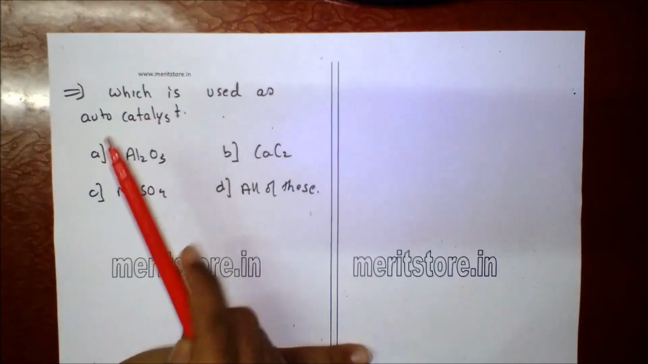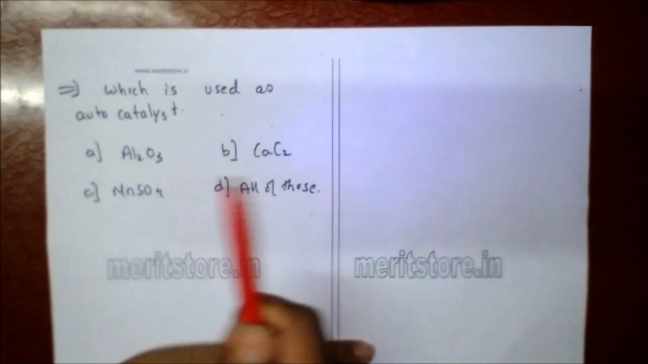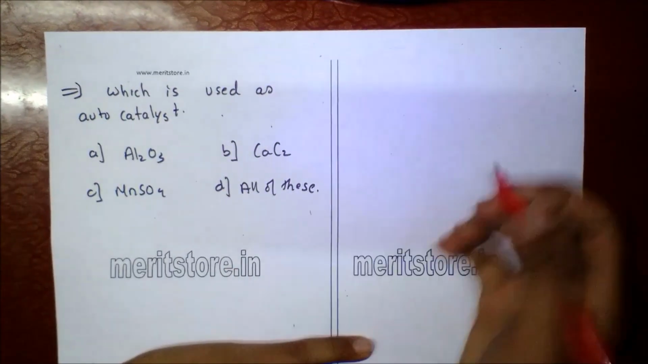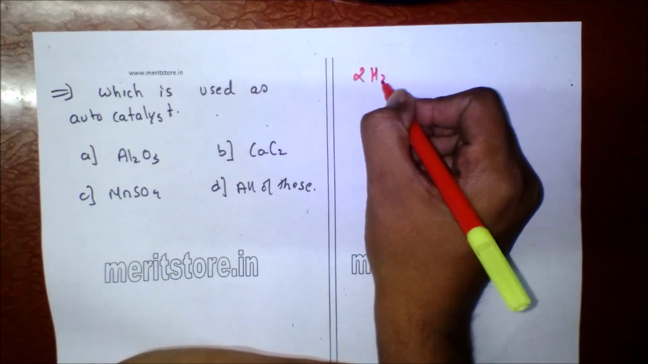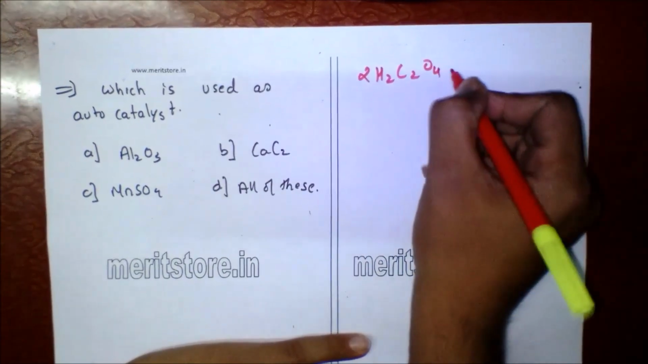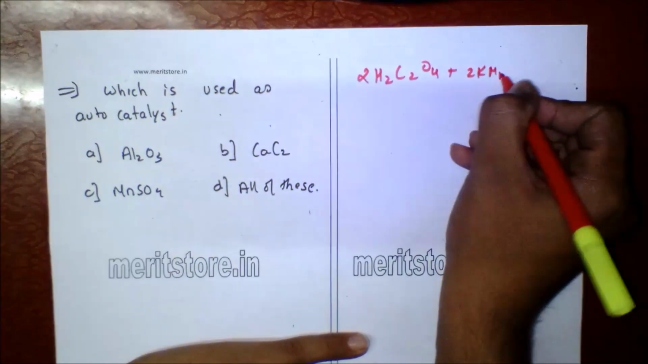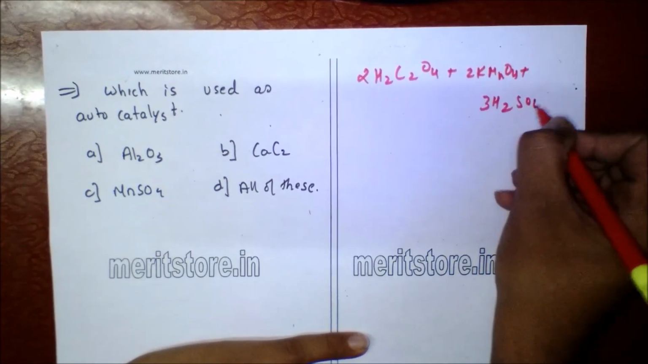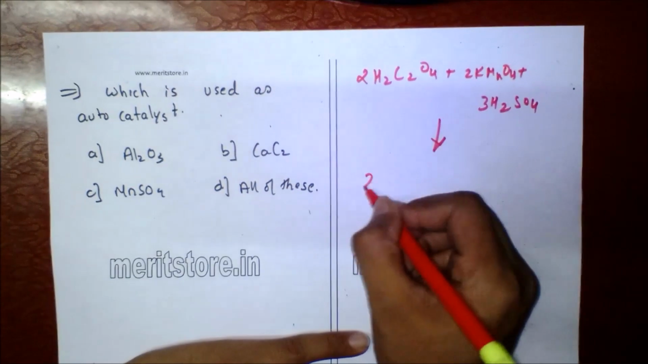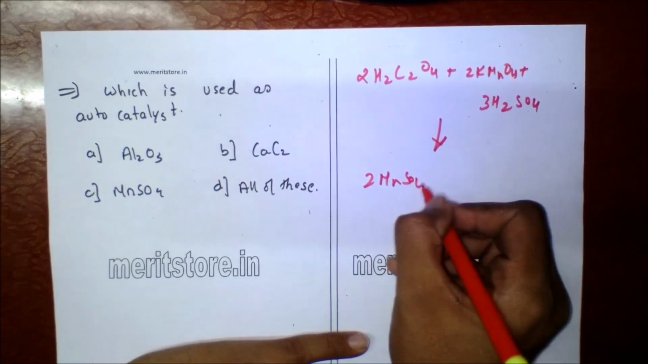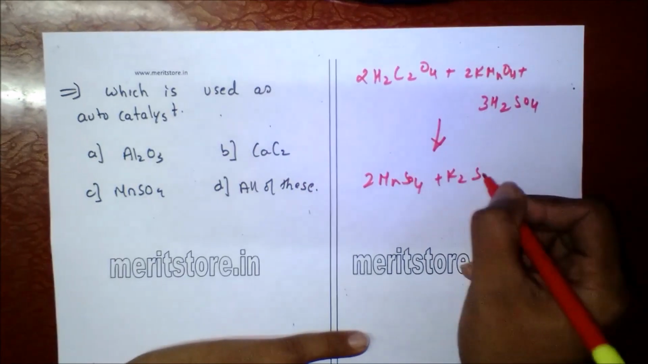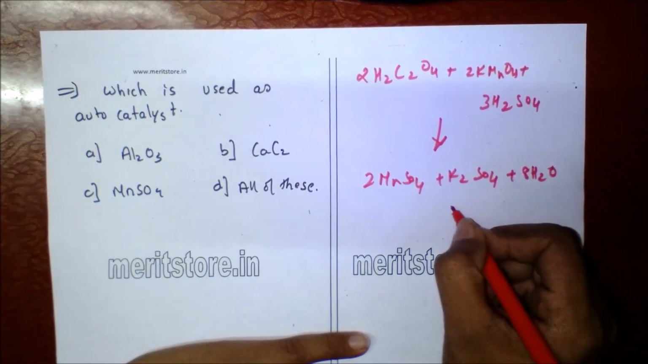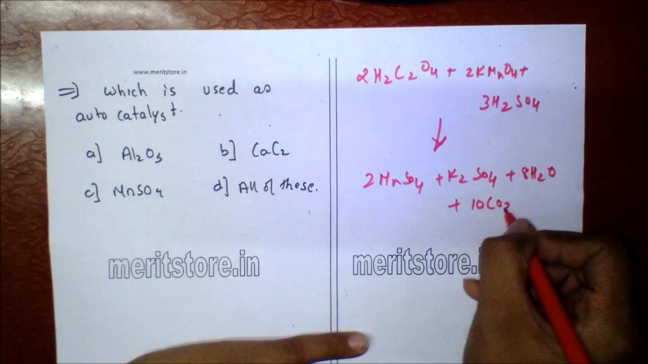Which is used as catalyst? A. Al2O3, B. CuCl2, C. MnSO4, and D. All of these. Now consider this reaction: 2KMnO4 plus 5 oxalic acid plus 3H2SO4 gives 2MnSO4 plus K2SO4 plus 8H2O plus 10CO2.